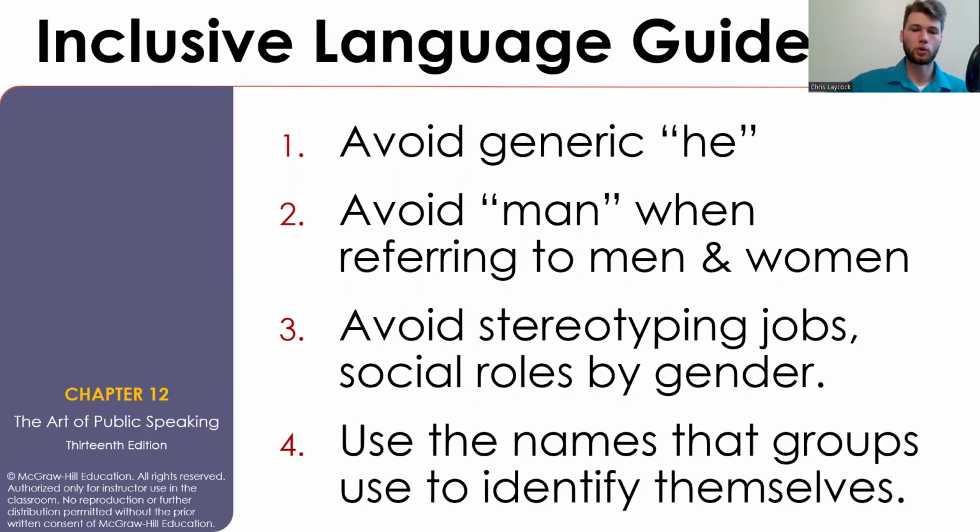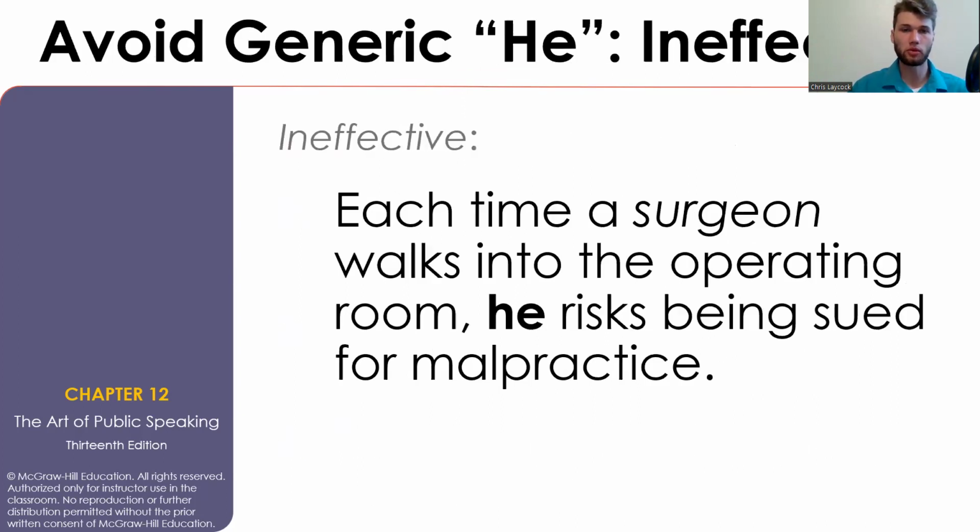And then use the names that groups use to identify themselves, right? You don't want to be callous in the way that you refer to a certain group of people. And again, there's some examples. Let's start with the generic he. Each time a surgeon walks into the operating room, he risks being sued for malpractice. Even the word surgeon, in our mind, we can assume that's always a guy, but that's not true. Anybody can be a surgeon, anybody can be a doctor. I like to think of the word secretary, because in our heads, or at least in my head, we always think of the secretary or the receptionist as being a woman, but that is simply not true. So we can't just assume that it's she is a secretary.